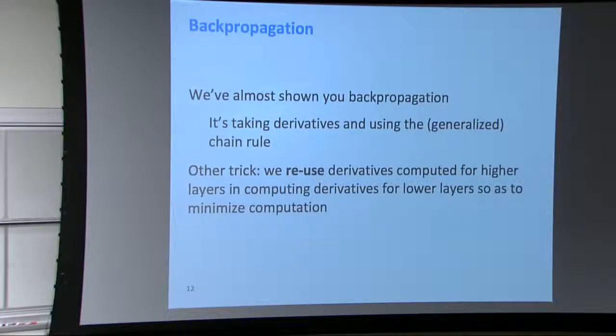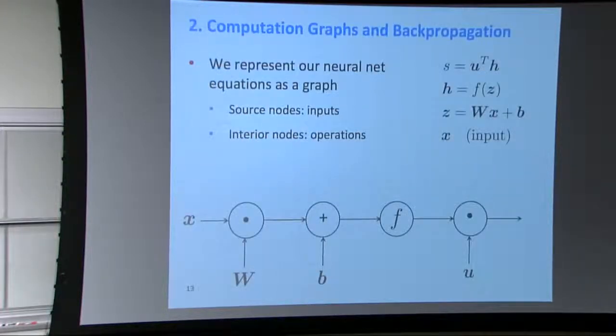Okay, so at this point, that's almost shown you backpropagation, right? Backpropagation is really taking derivatives with a generalized chain rule, with the one further trick which we represented with that delta, which is that you want to be clever in doing this, so you minimize computation by reusing shared stuff. But now what I want to move on to is how we can do that much more systematically, which is this idea that we have a computation graph and we're going to run a backpropagation algorithm through the computation graph.